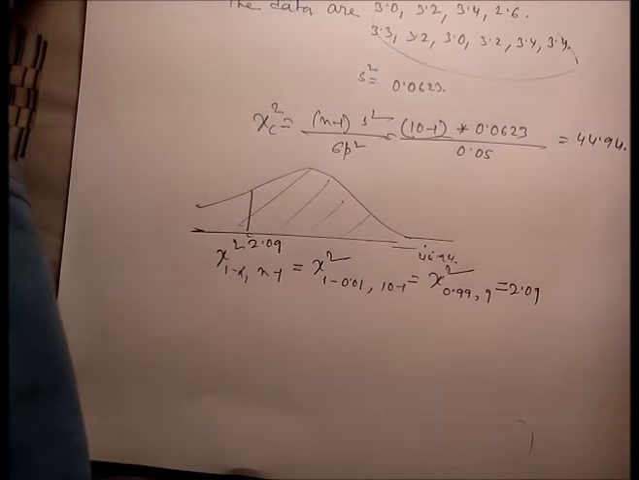As we know for the left tail test, we reject the null hypothesis only if the calculated value is less than the table value. Since the calculated value is more than the theoretical value, we therefore do not reject the null hypothesis.